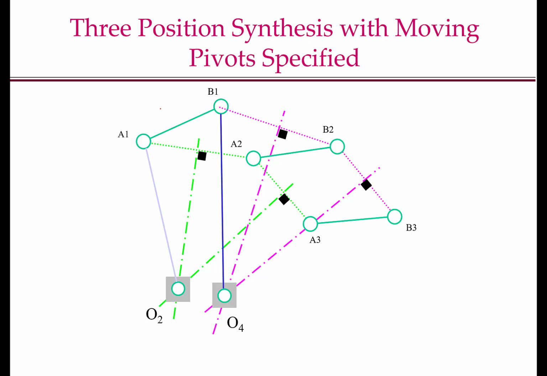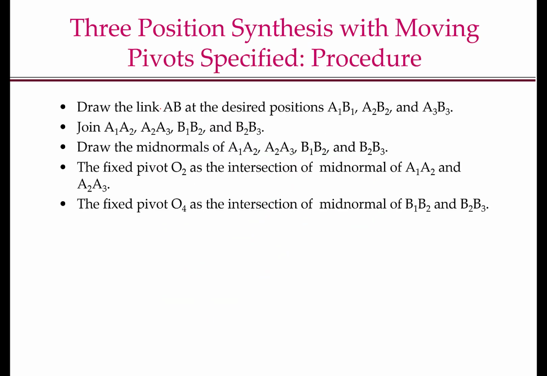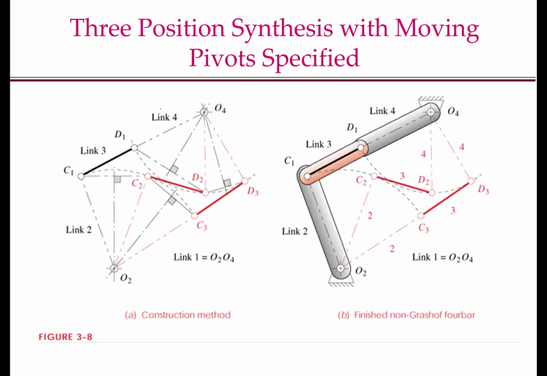If continuous motion is not possible, then we need to iterate. And in this case, the iteration will be based on a different choice of the moving pivots A and B. The steps described in the previous slide are just shown here. This is a picture that shows that depending on the positions of the moving pivots, your O2 and O4 can lie on 2 different sides of the links.